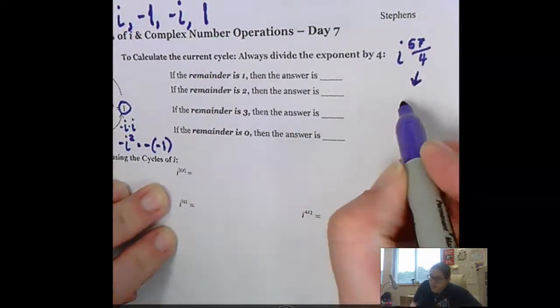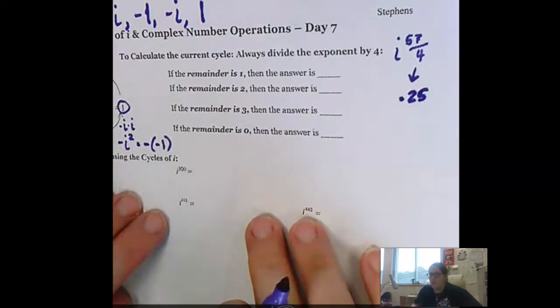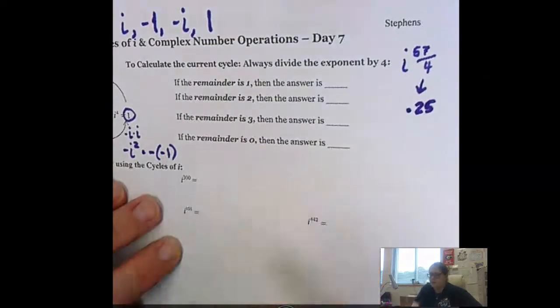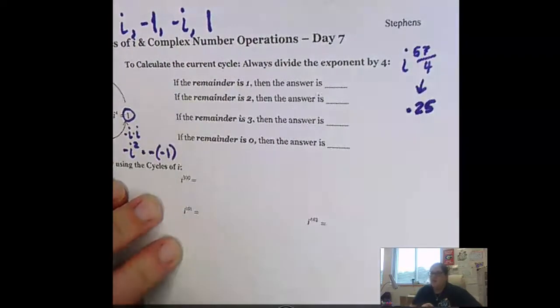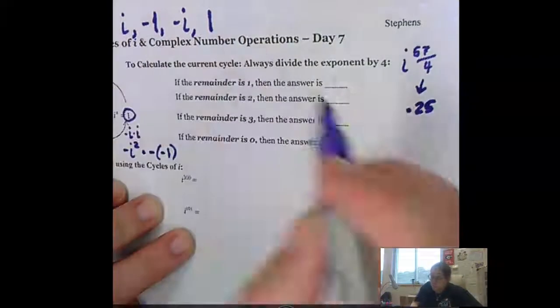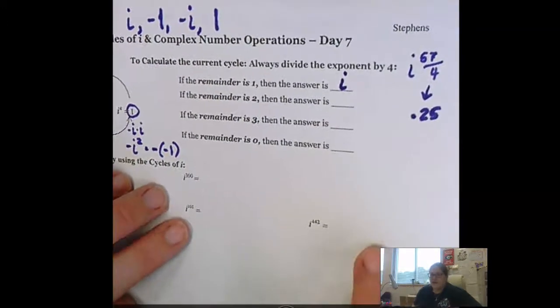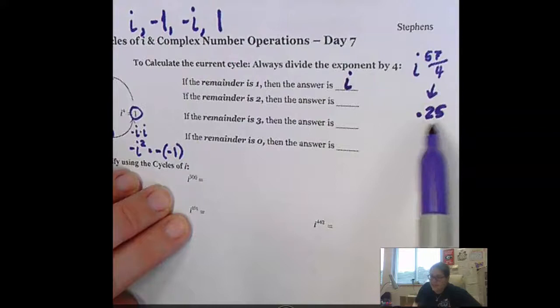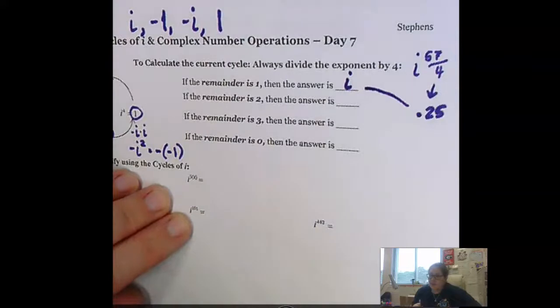Well, think about quarters. Think about in terms of a dollar: 0.25 would be 25 cents. That would be 1 quarter. There are 4 quarters in a dollar, and there are 4 terms in our pattern: i, -1, -i, 1. So if it ends in 0.25, that means the remainder is 1 and it's on the first term of the pattern. So if I divide my exponent by 4 and the decimal ends in 0.25, then the term is going to be i.